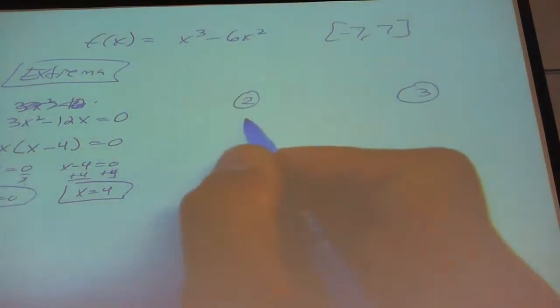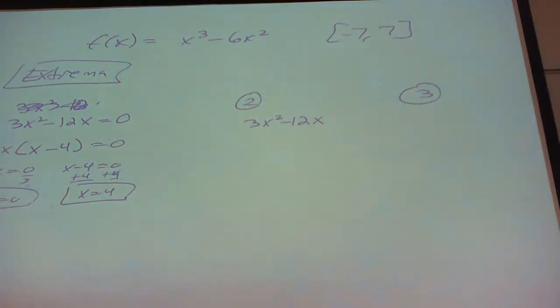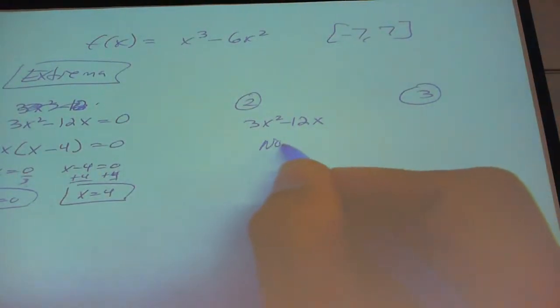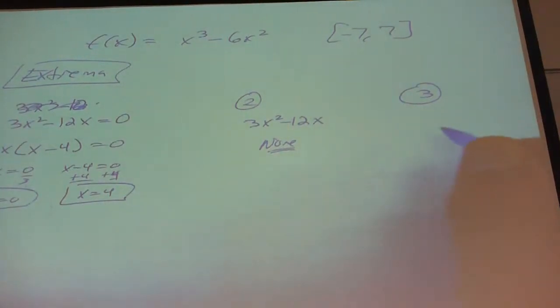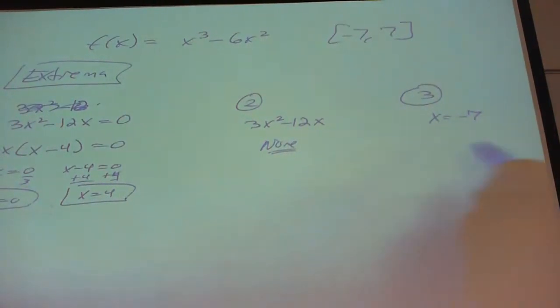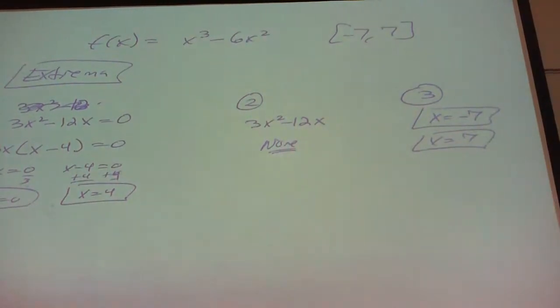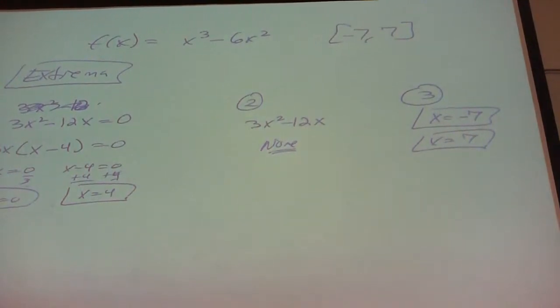Okay. Step 2. Look at the first derivative. Is there any place where we're dividing by 0? Anything that can make it undefined? Do we have anything like that? No. And then step 3, do we have any endpoints to consider? What are the endpoints? Negative 7, 7. So now we have 4 possible extrema. I don't know if they are or not. I have to check to see if they are. But those should be the points that we're concerned with.